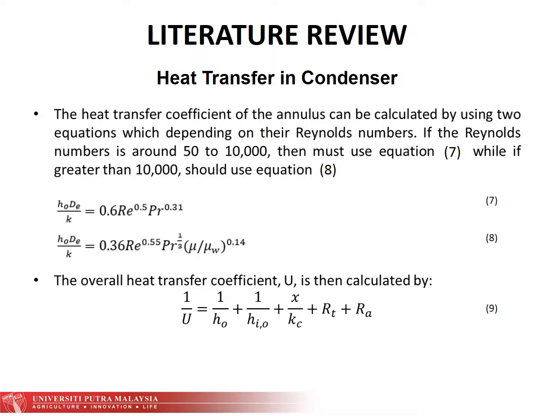The heat transfer coefficient in the condenser can be calculated by using two equations depending on the Reynolds number. If the Reynolds number is around 50 to 10,000, equation 7 is used, while if it is greater than 10,000, then you should use equation 8 as shown below. The overall heat transfer coefficient of the condenser can be calculated by using equation 9, which is the same concept as the evaporator part.